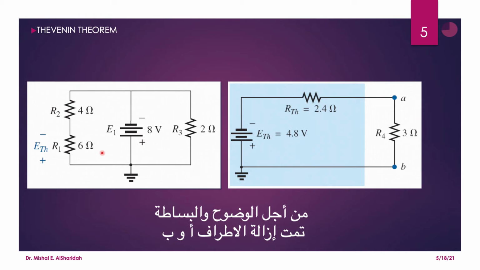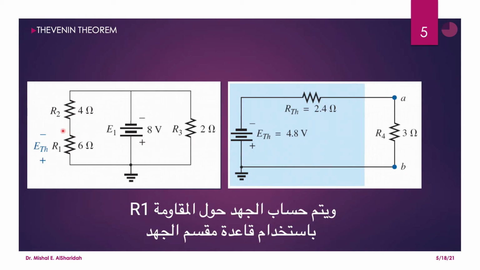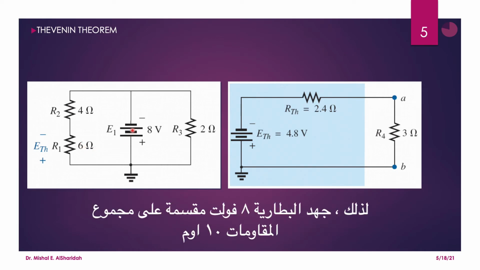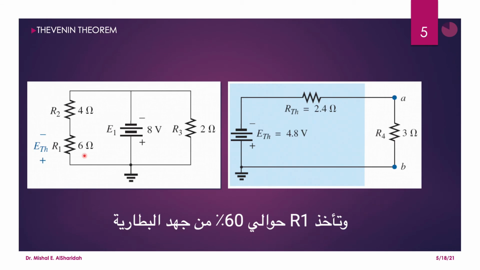For clarity and simplicity, terminals A and B are removed, and the voltage across R1 is to be calculated using the voltage divider rule. Therefore, the 8 volt battery is divided amongst a total of 10 ohms, with R1 taking about 60% of the voltage from the battery.